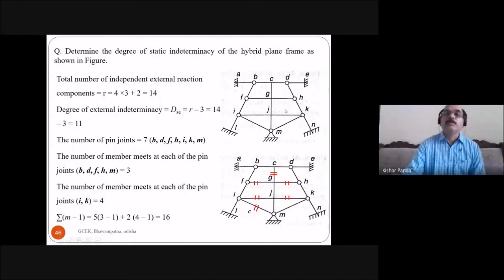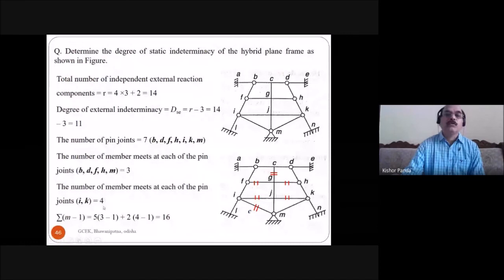Then here you count the other 2 joints, I and K. Here you see this is the pin joint I. How many members meet? This is 1 member, this is 1 member, this is 1 member, this is 1 member: 4 members. And at K also, 1, 2, 3, 4. 4 members. So at these 2 joints, 4 members meet. The total number of members that meet at each of the pin joints I and K is equal to 4.